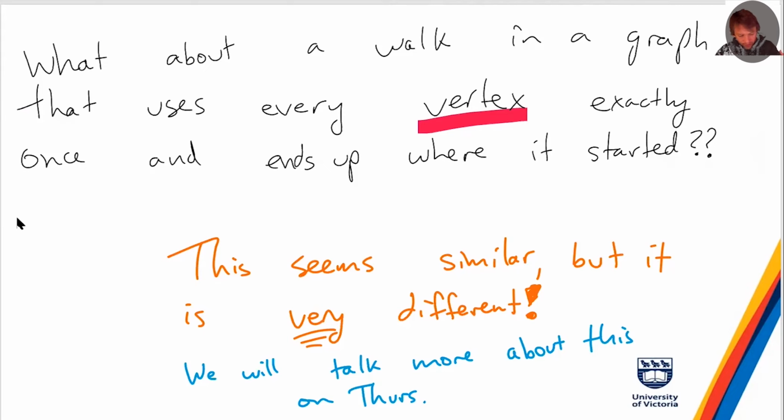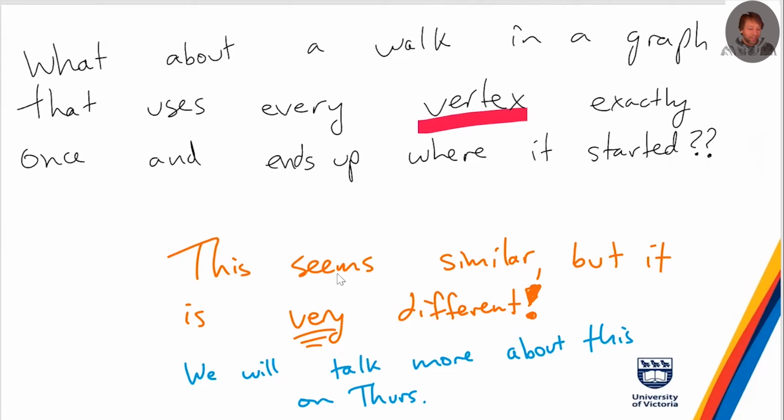Now, something which sounds similar: here we were talking about a walk that uses every edge exactly once and either ends where it started or not. The natural question then is to ask, what if I have a walk in a graph that uses every vertex exactly once and ends up where it started? This sounds similar, right? Today we've been talking about walks which use every edge exactly once. What if I ask about a walk that uses every vertex exactly once? Sounds like almost the same thing.